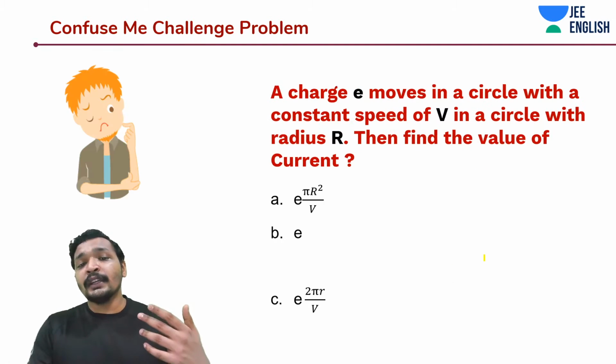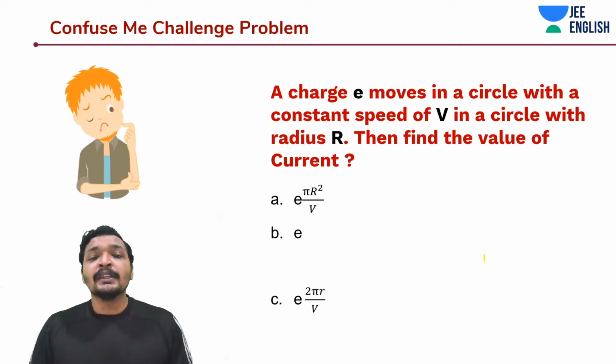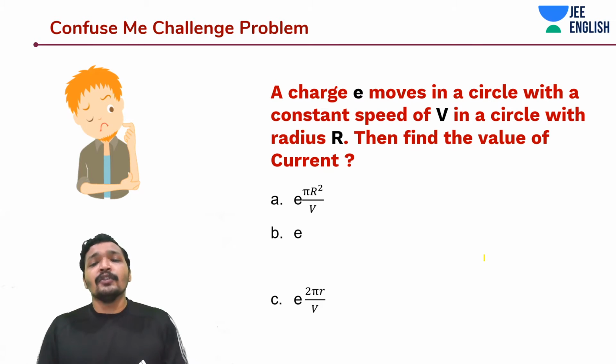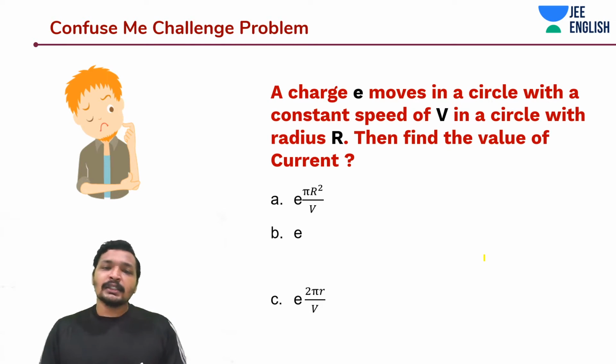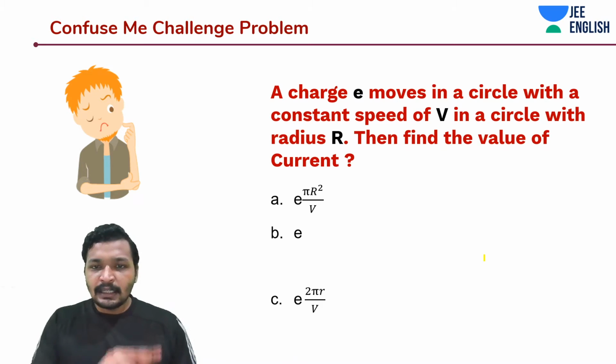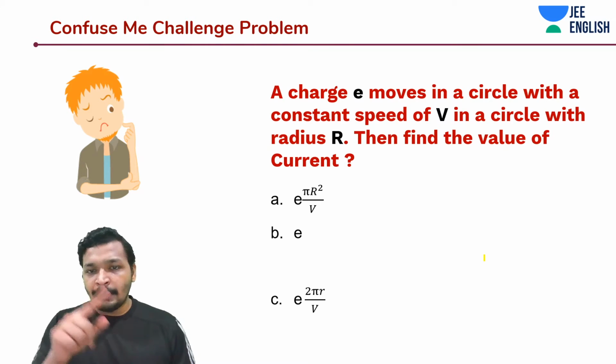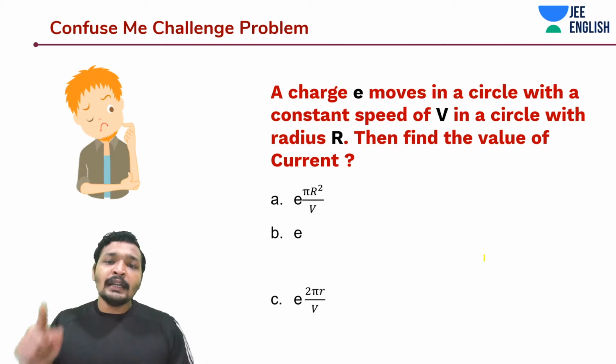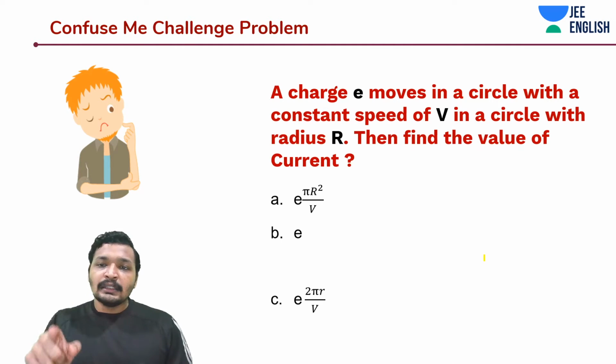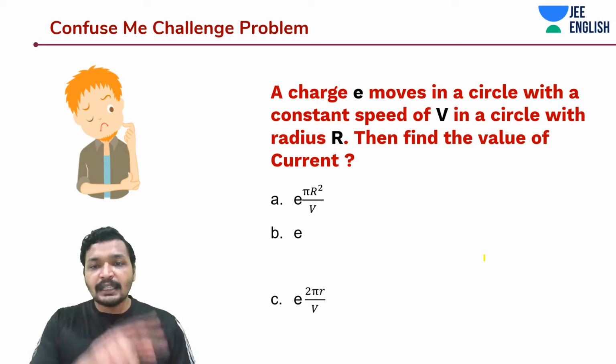Alright guys, now we will get into another confuse me challenge problem. It is about a charge E that moves in a circle with a constant speed V, in a circle with radius R. Imagine it as if the charge is moving in a circle. It keeps on moving in the circle with speed V, and this circle has radius R.